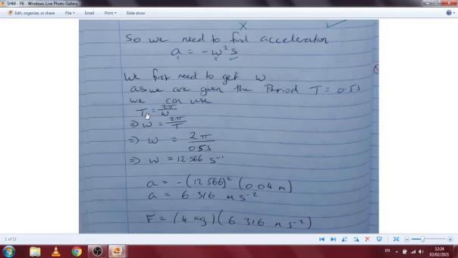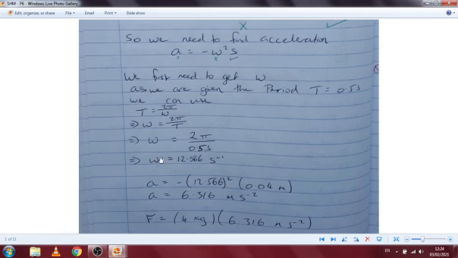So when we do the algebra, we multiply both sides by omega and then we divide by T. So we get omega is 2 pi over T. That's my formula for omega. 2 pi is a constant. T, I'm told, is 0.5 seconds. So I get that omega is equal to this. And again, that's just omega, not omega squared.